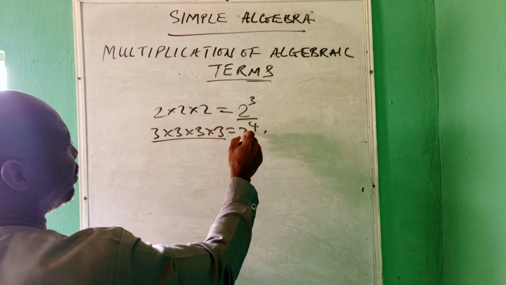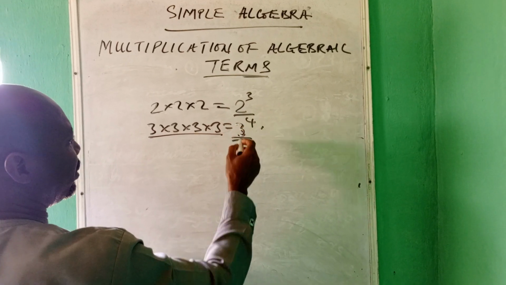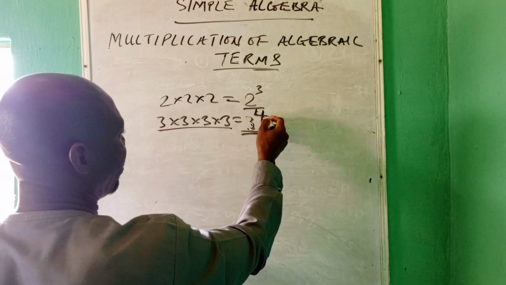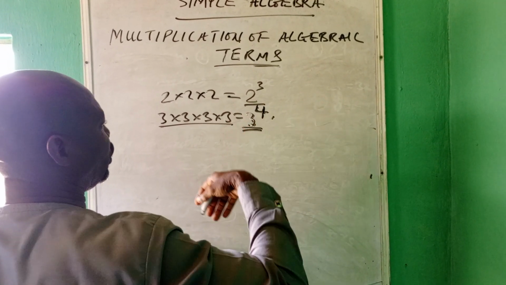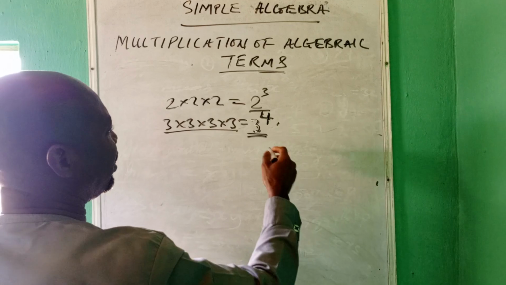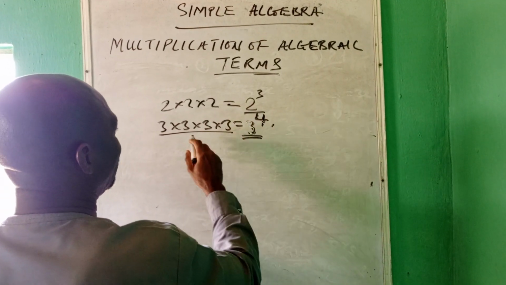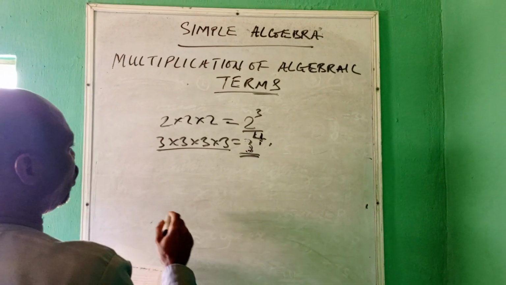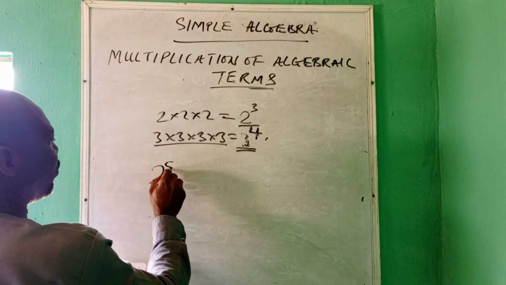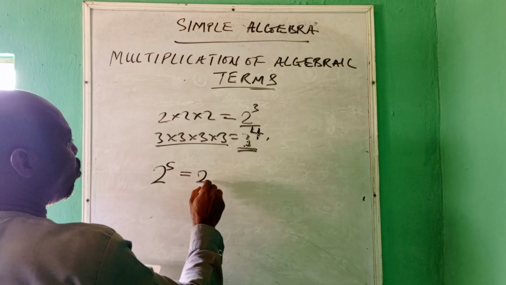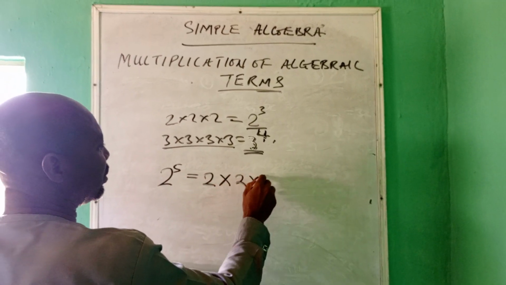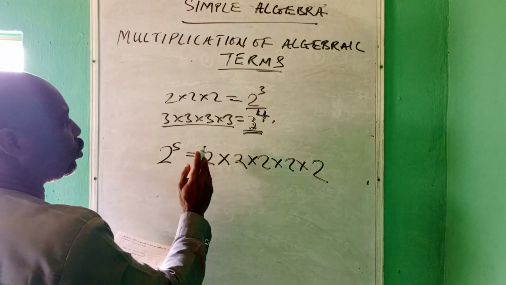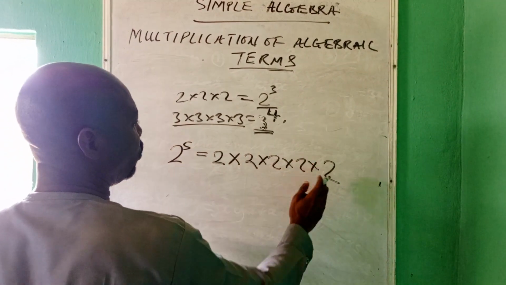In the index form, this 3 now is called the base, while this 4 is either called the index or the power. This base is what is multiplying itself over and over, while this 4 represents the number of times that number has multiplied itself. So if you see 2 raised to the power 5, it means that 2 will multiply itself 5 times. That is what it means. 2 raised to the power 5 means 2 times 2 times 2 times 2 times 2, 5 times.